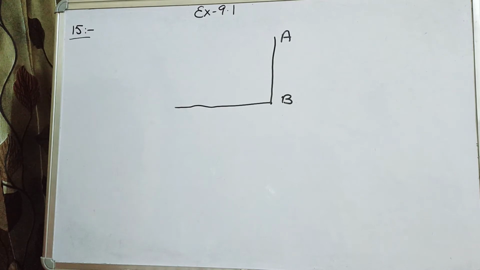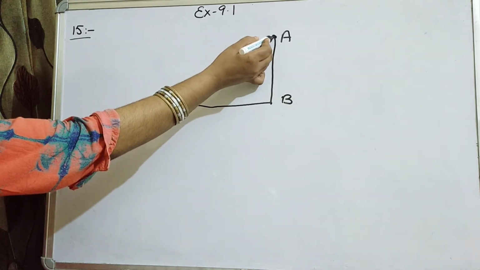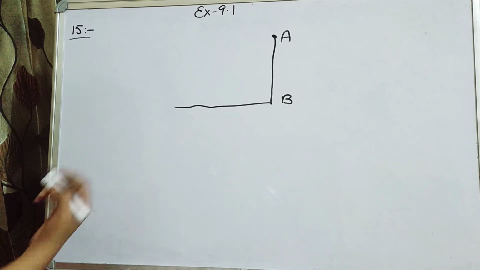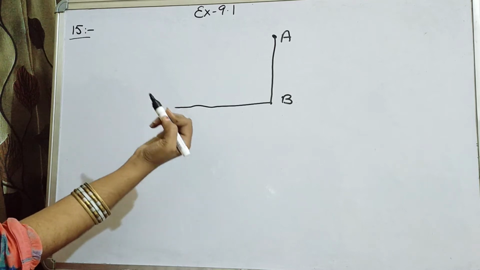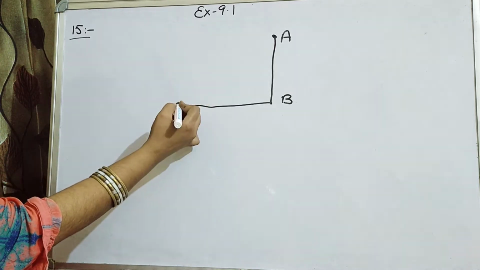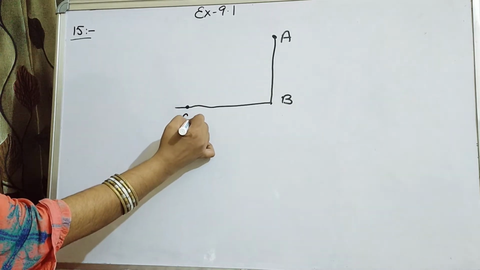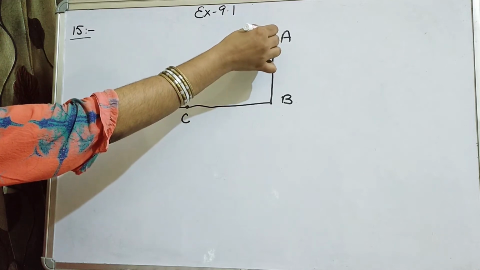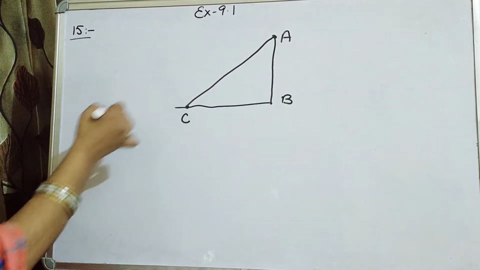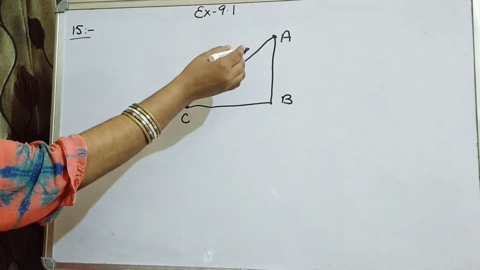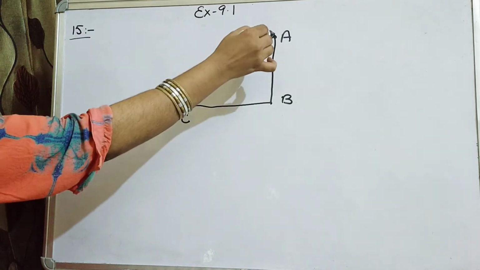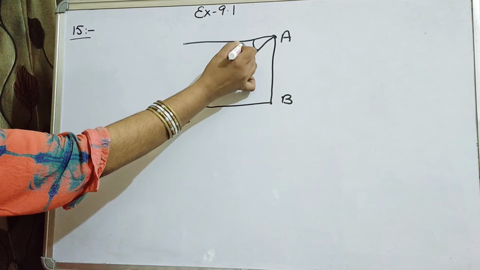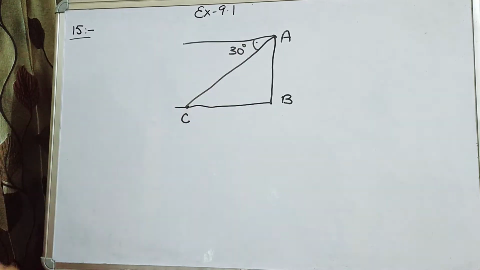A man standing at the top of the tower, that means the man is here, observes a car at an angle of depression of 30 degrees. So let us suppose here at point C he observes a car. The angle of depression means, if the man is at point A, then this must be the line of sight, and angle of depression or elevation is always measured with a horizontal. So I have to draw a horizontal here, and this angle is given as 30 degrees. So this angle is the angle of depression.